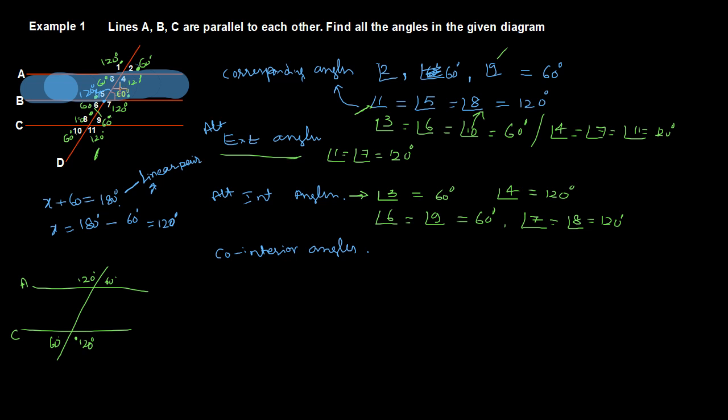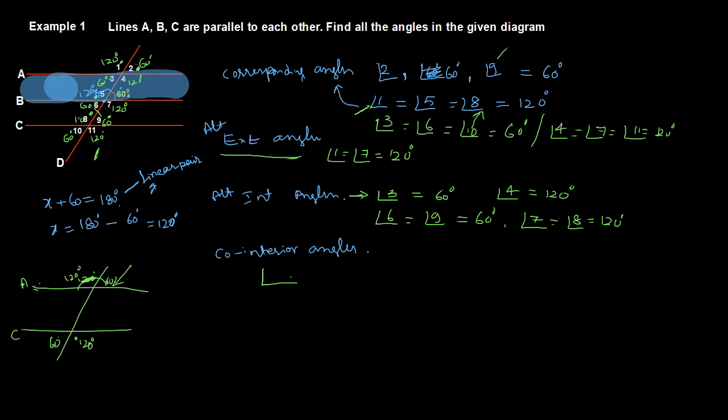So let's say another thing: when I found out this 60, let's say this was not there, I can still assume this as a linear pair. 180 minus 60, I'll still get 120. So as you can see, you can take any two parallel lines, write the angles, use different types of angles made by parallel lines with the transversal, and then you will be able to find the needed angle.